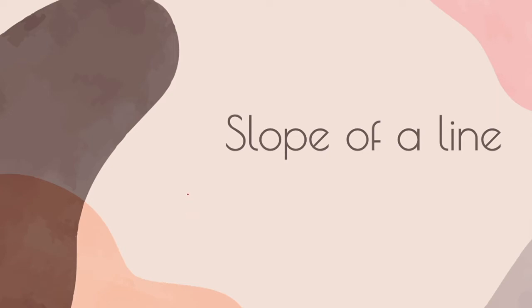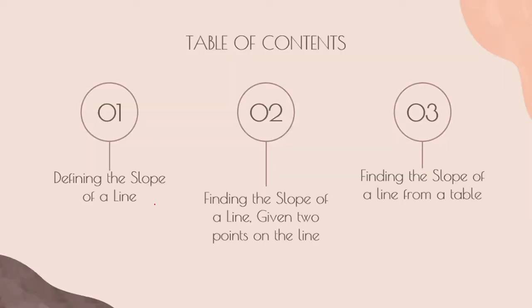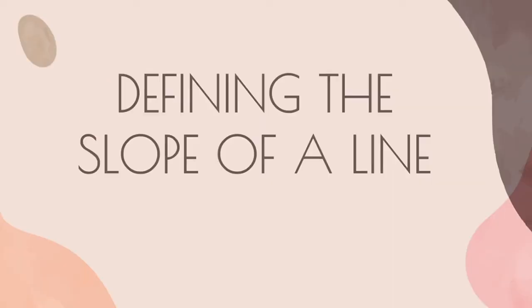Good day, everyone. For today's discussion, we're going to discuss the slope of a line. Our target learning objectives for the day are to illustrate and find the slope of a line given 2 points, an equation, or a graph. We're going to define the slope of a line, find the slope of a line given 2 points on the line, and find the slope of a line from a table.